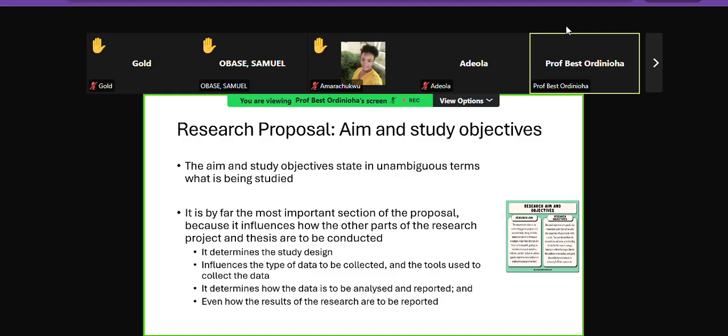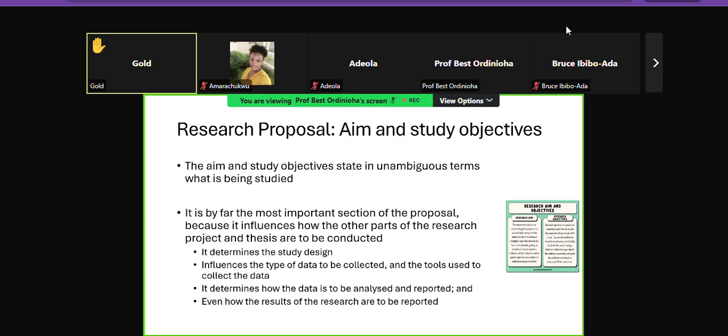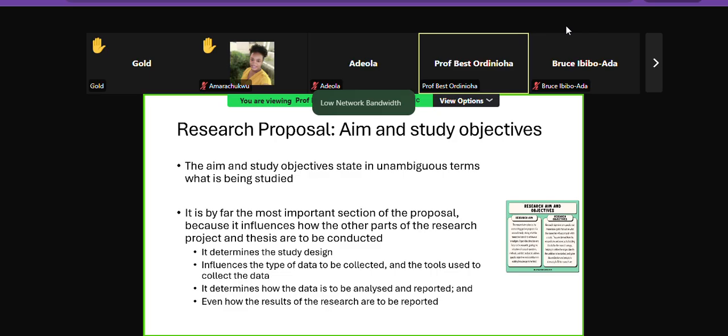Good evening, Prof. My question: I was confused when you were explaining the difference between the justification and the significance of the study, and I didn't really get what you were saying. Okay, I said justification of the study is related to the research gap, while significance of the study is more like the contribution to knowledge or contribution to practice.